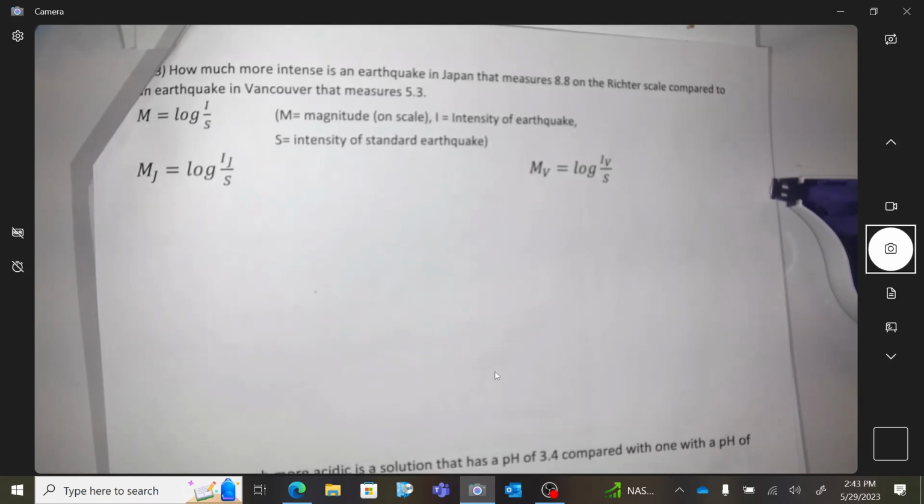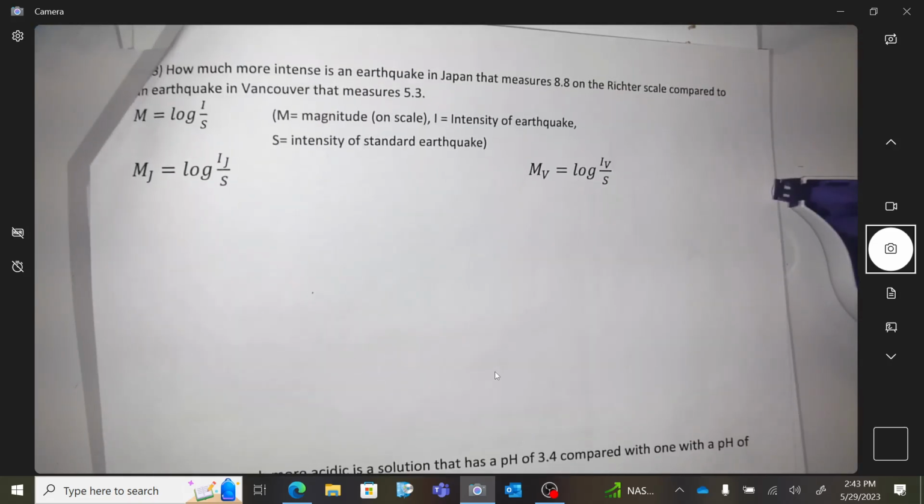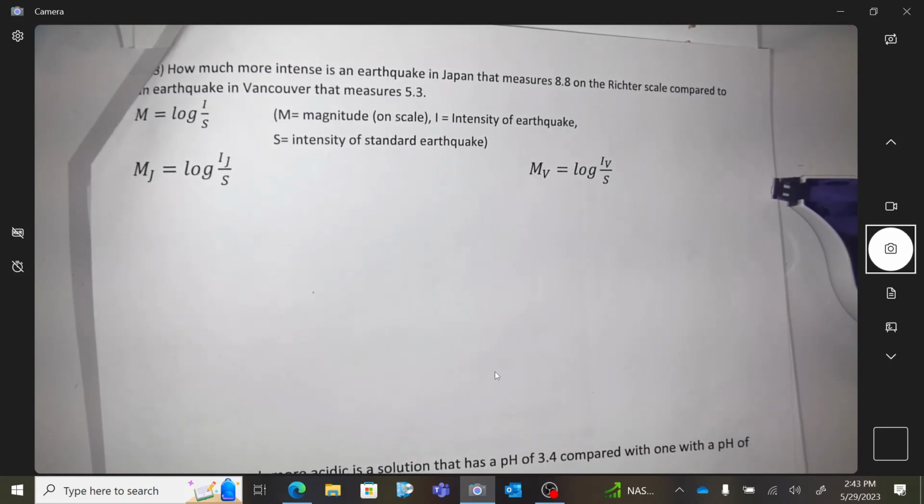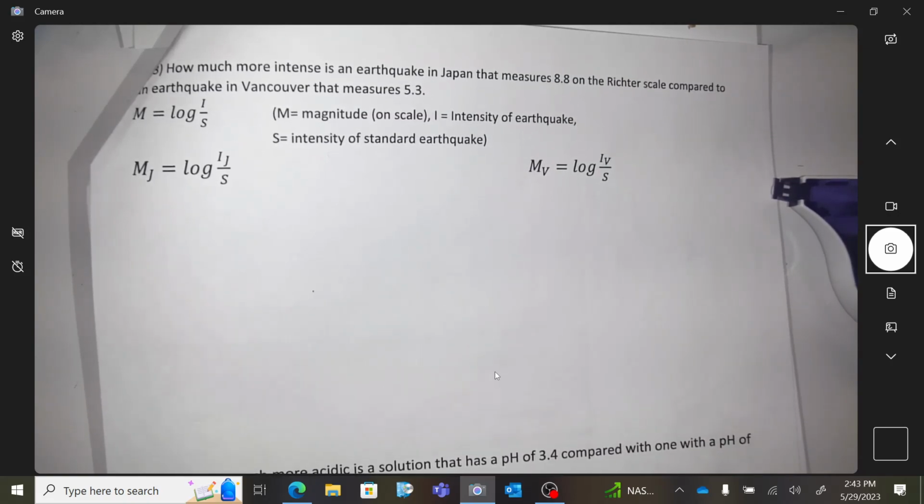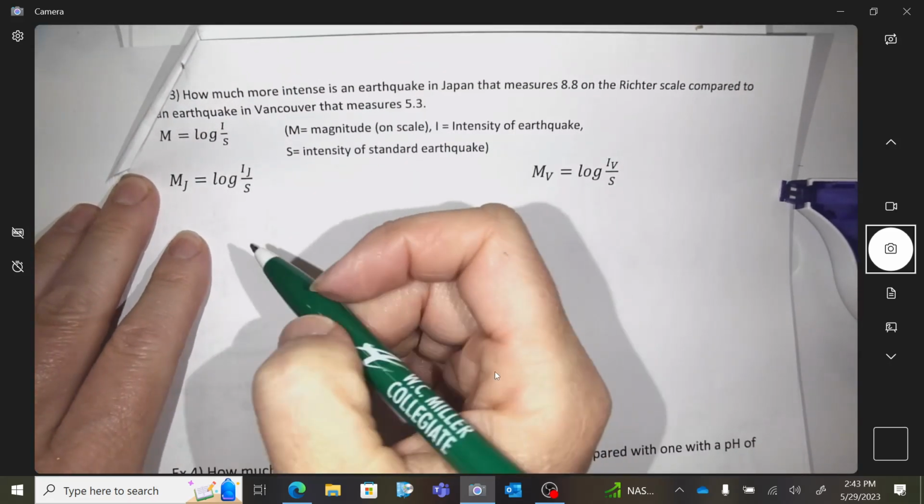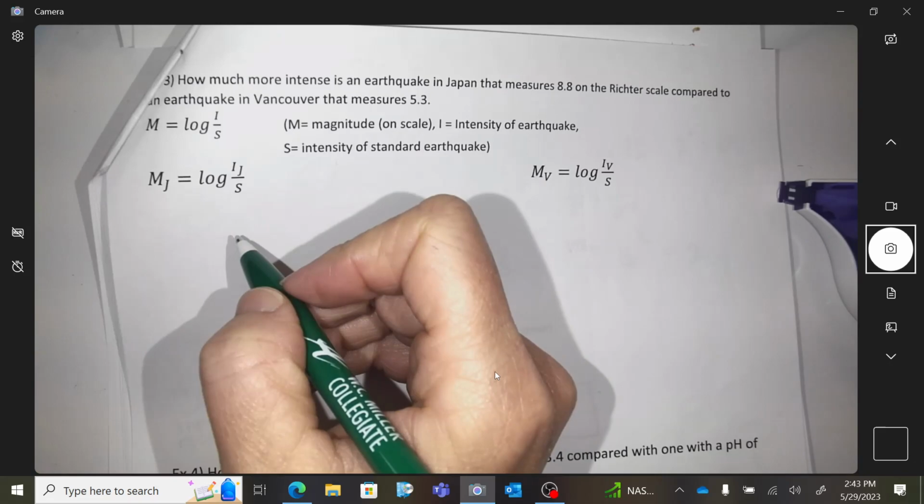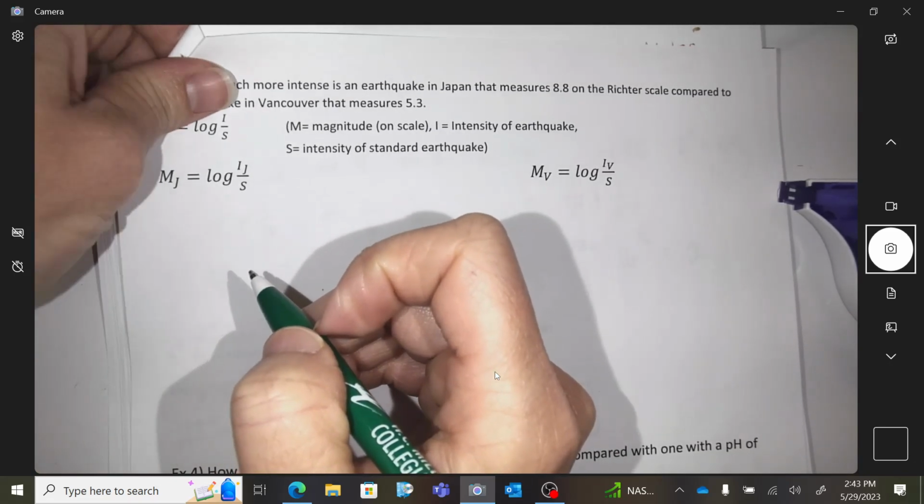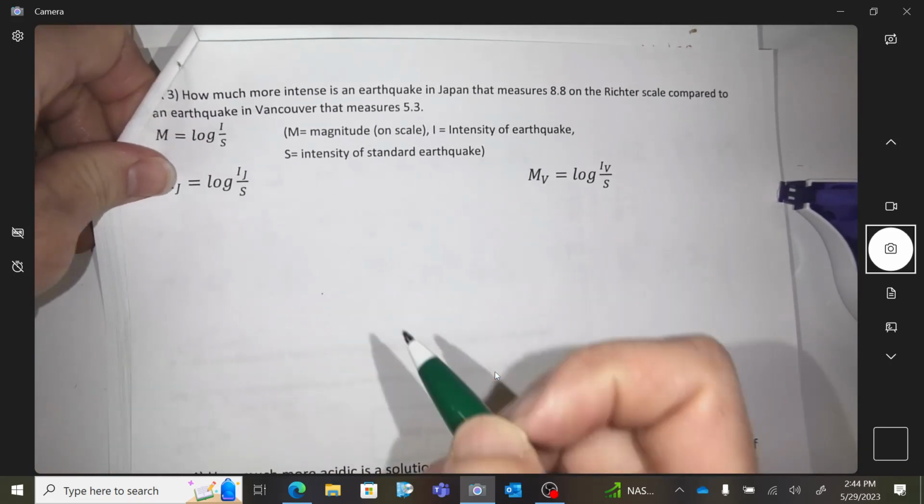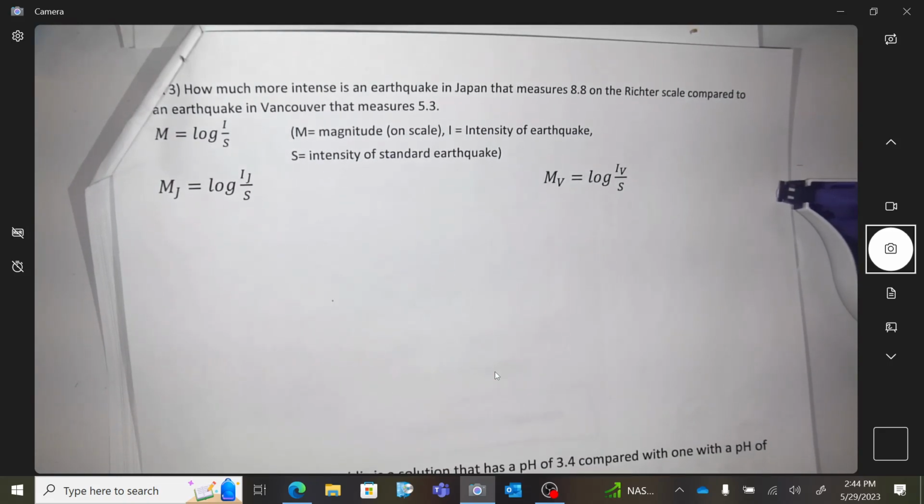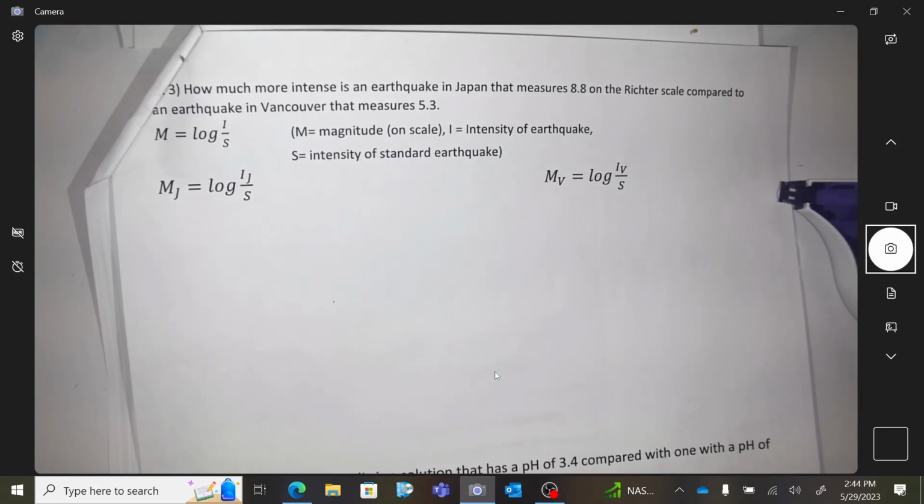Okay, 2 more types. How much more intense is an earthquake in Japan that measures 8.8 on a Richter scale compared to an earthquake in Vancouver at 5.3? You got Curtis on. He was not here. Isn't each level like 100 times stronger? Each decimal is 10 times. I don't know.